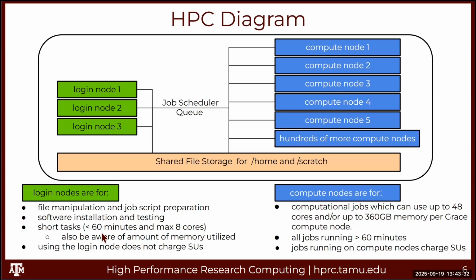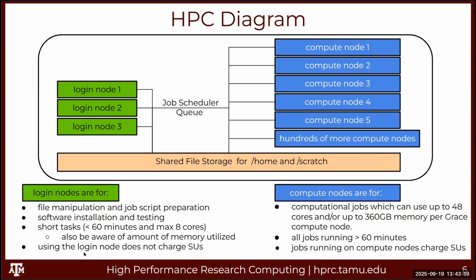Any jobs or tasks running more than 60 minutes, once they reach 60 minutes, we have a system script that will stop the process. That way, not everyone's using all the resources on the login nodes. You also want to limit it to 8 cores. We also have some scripts that will cancel your commands if they're using more than 8 cores, and if they're using too much memory.